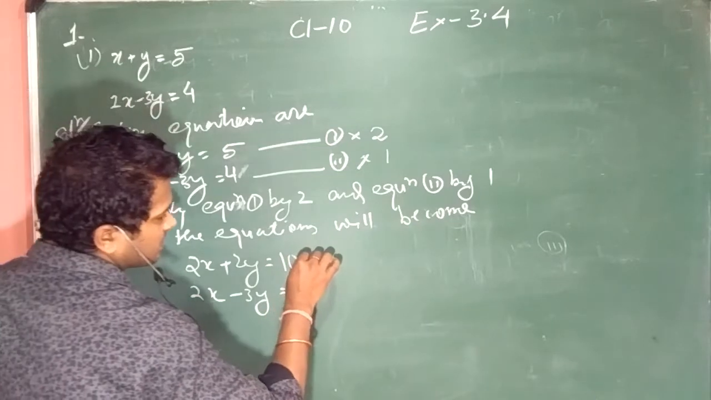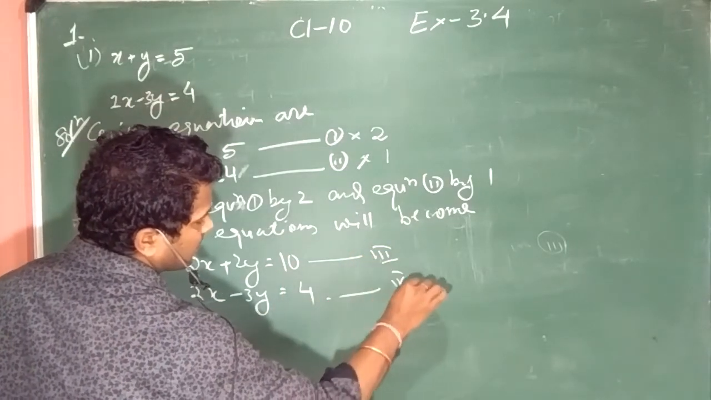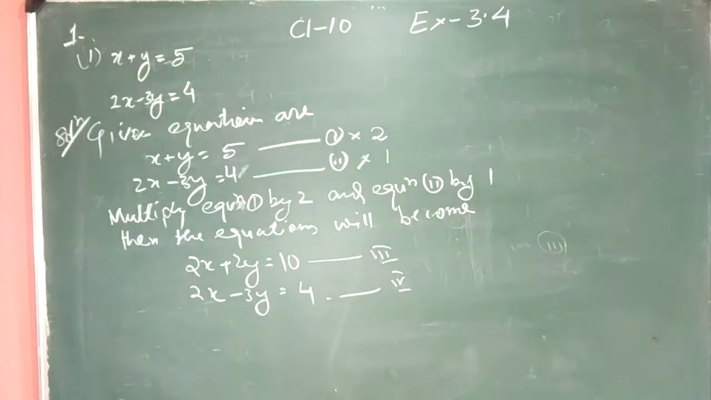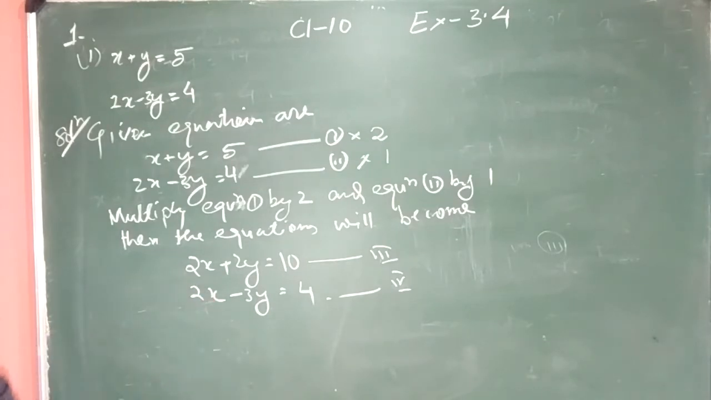That means this is equation 3 and this is equation 4. We are getting equation 3 and equation 4. So we will subtract these two. Okay, now subtracting.